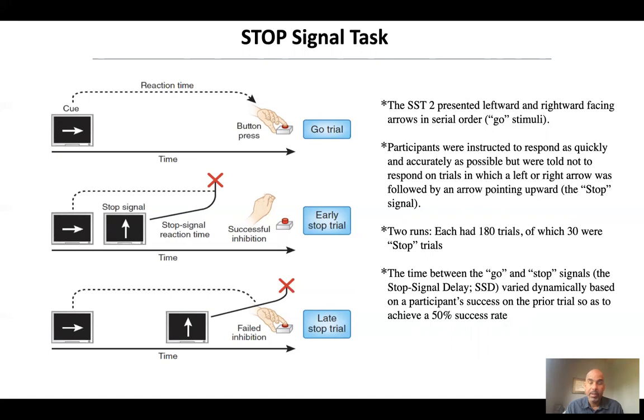The time between the go and the stop signals varies dynamically based on a participant's success on the prior trial, so as to achieve a 50% success rate.